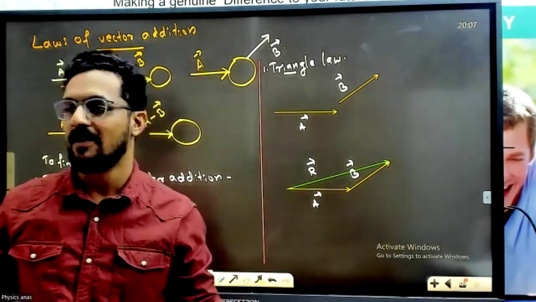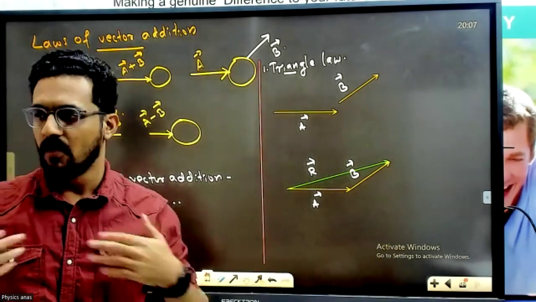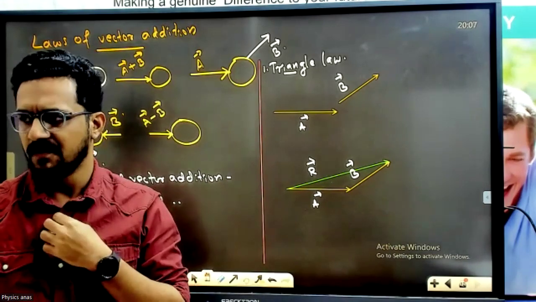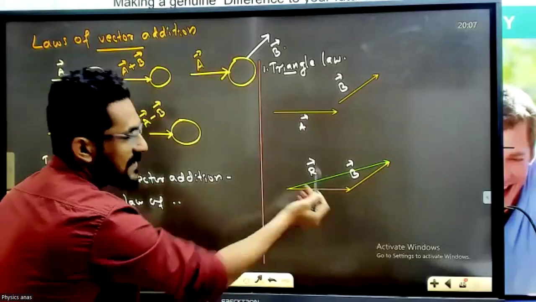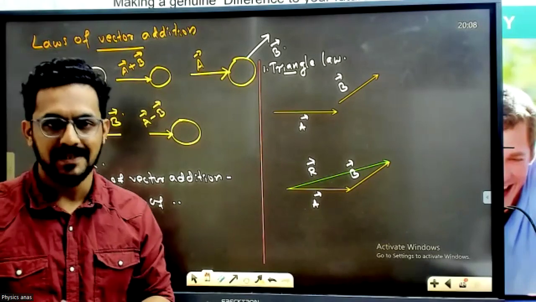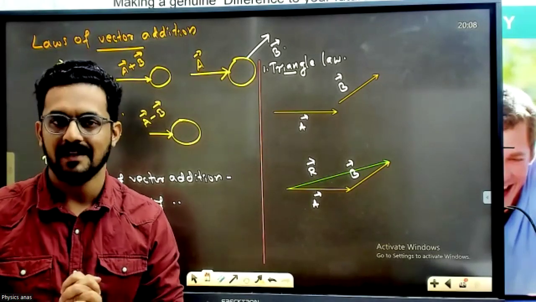What will be the direction of the ball? Will the ball go towards my direction? Will it go towards Namira's direction? No. It will go towards this direction. That is the result. Did you get it?